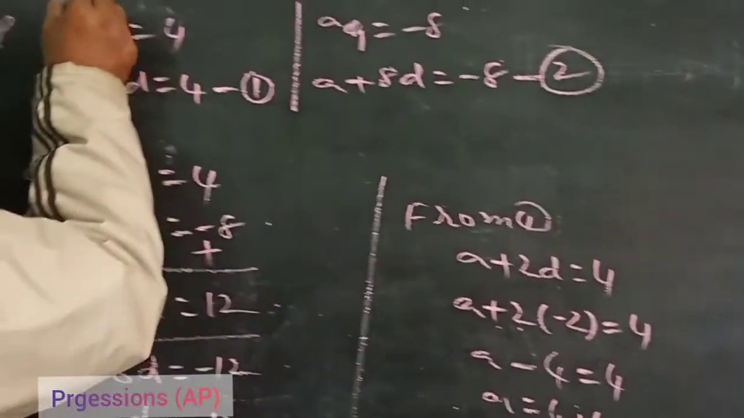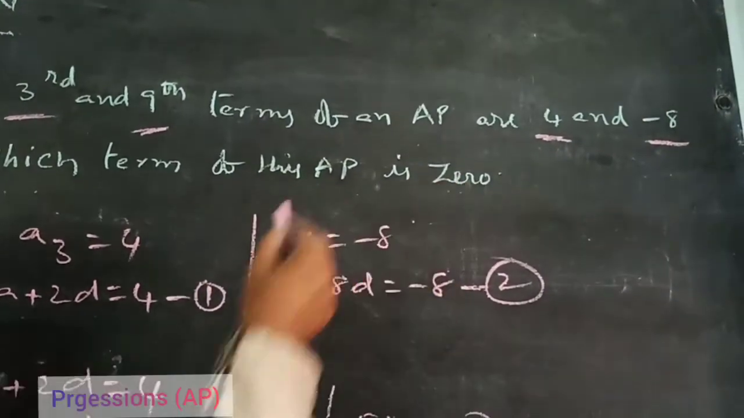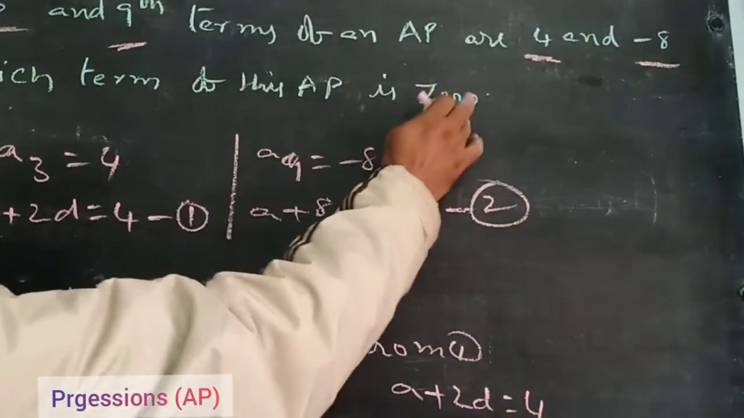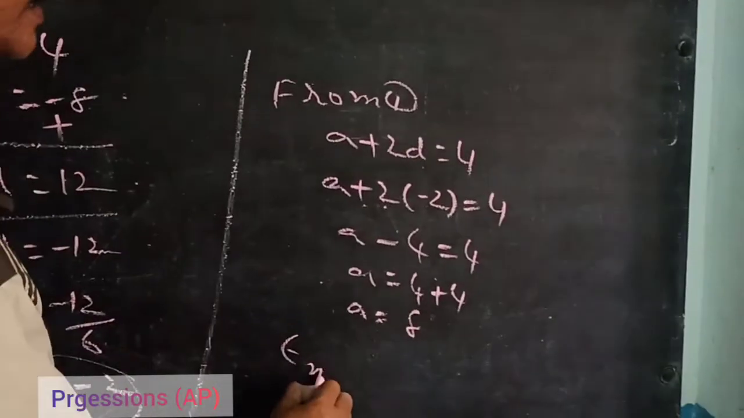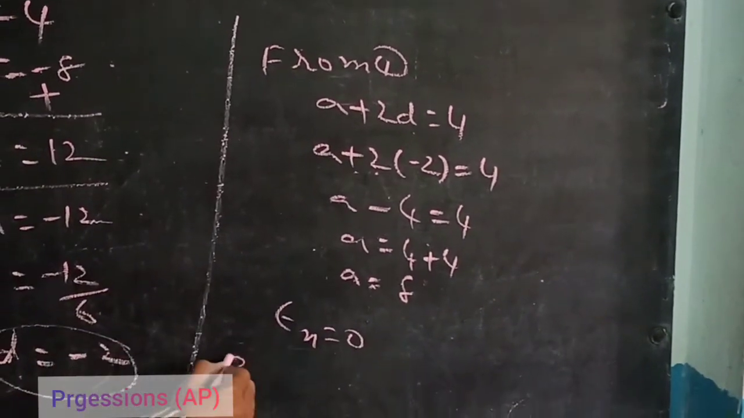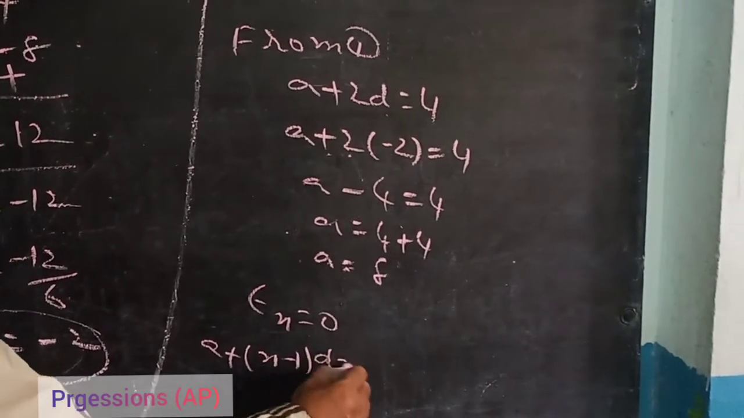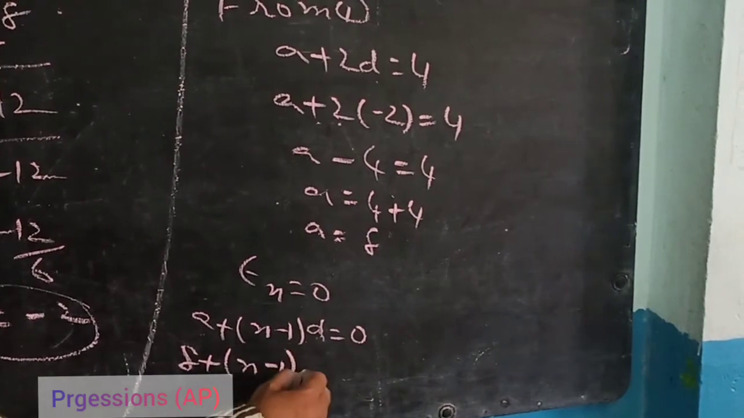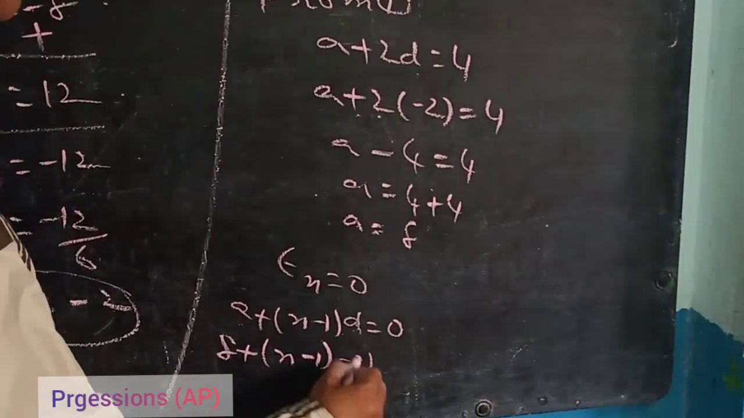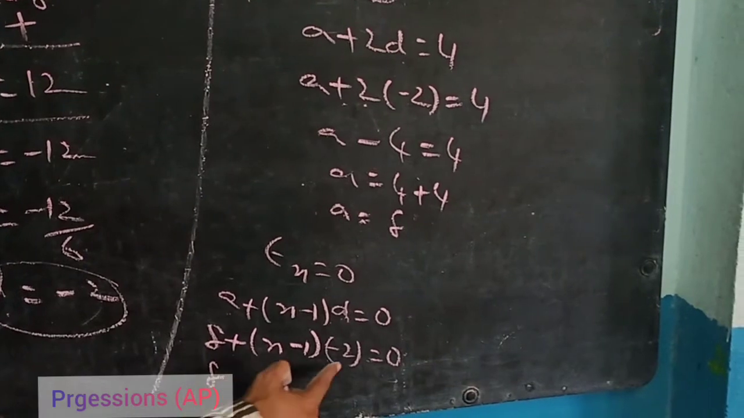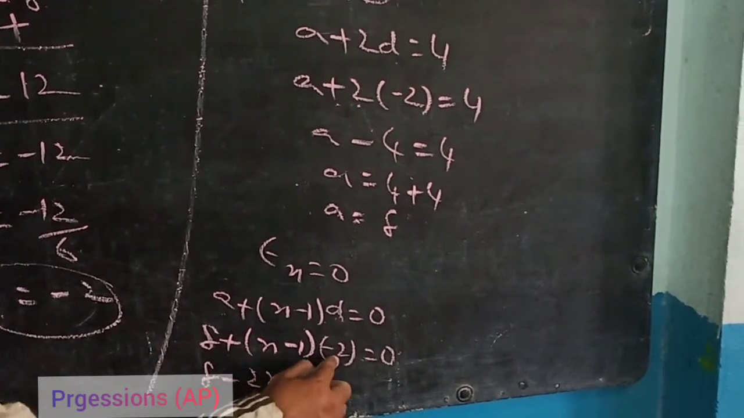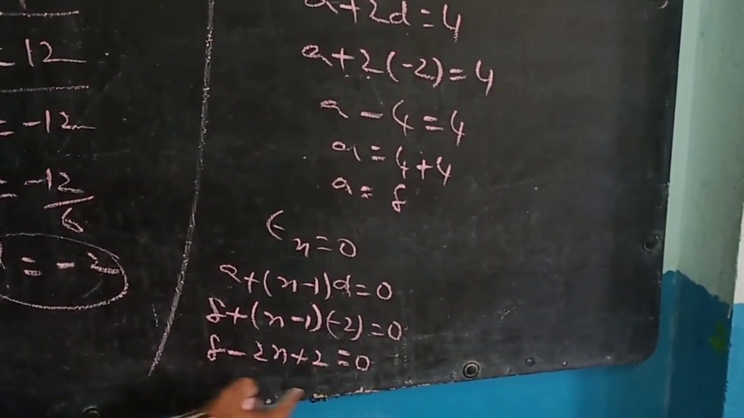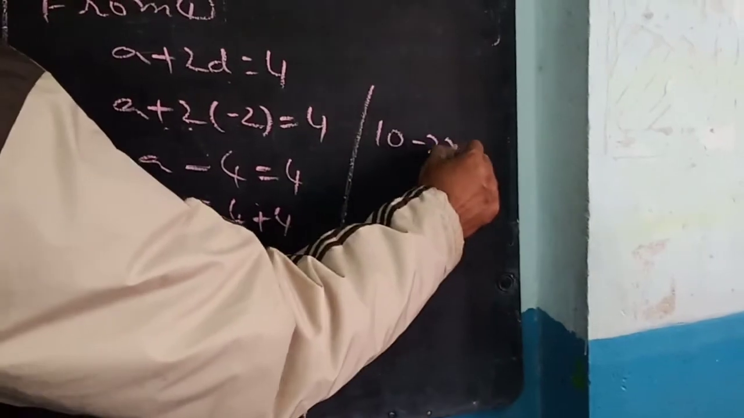Then what is the required value? Which term of the AP is 0? That is, the nth term is 0. We don't know which term is 0, so nth term is 0. So Tn is equal to 0. What is the Tn formula? A plus n minus 1 into D is equal to 0. What is A? 8 plus n minus 1 into D, D equal to minus 2, is equal to 0. 8 minus 2n plus 2 is equal to 0. 8 plus 2, what is it? 10. 10 minus 2n is equal to 0.